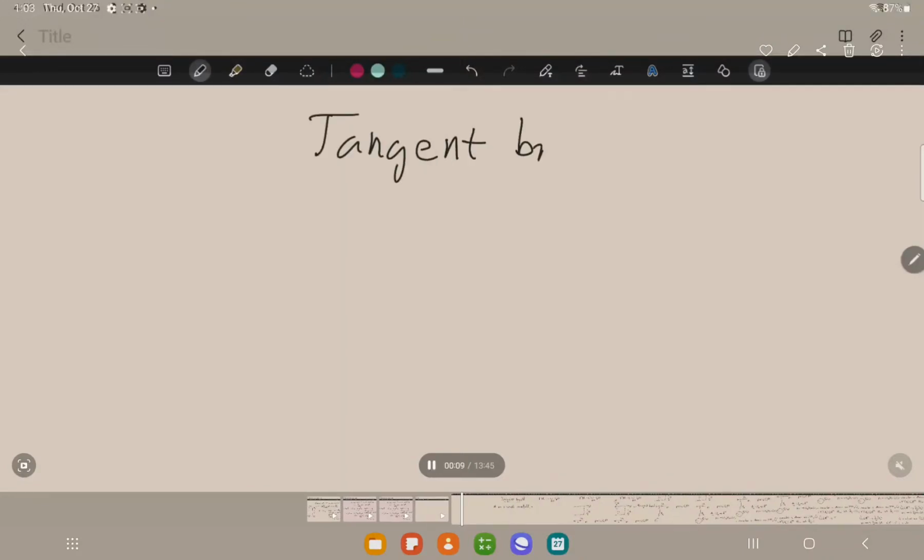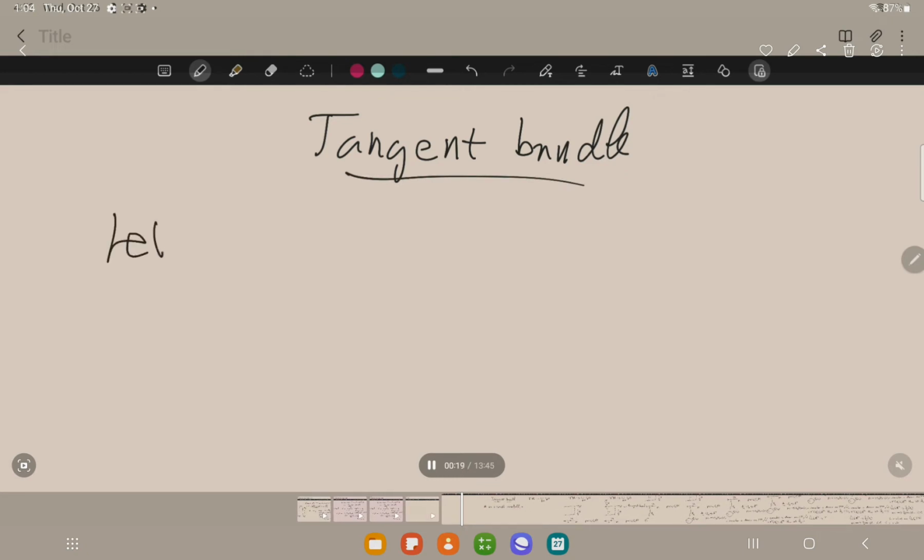Okay, we are going to talk about the tangent bundle and its properties today. So let M be a smooth manifold.